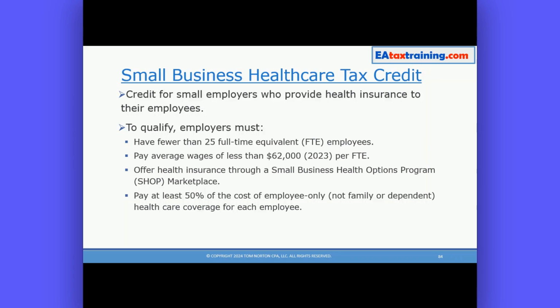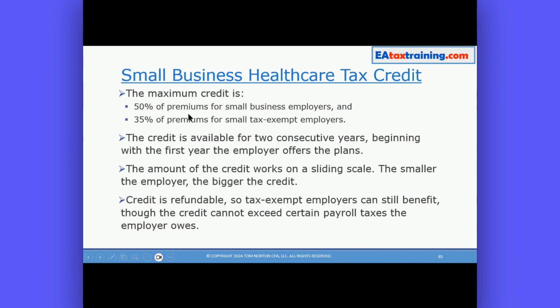And the employer must pay at least 50% of the cost for employee-only healthcare coverage. They don't have to pay 50% of the cost for family or dependent coverage, but they do have to pay at least 50% of the cost for the employee's portion of their health insurance. The maximum credit allowed is 50% of the premiums for small business employers and 35% of the premiums for small tax-exempt employers. So 50% for businesses, 35% for tax-exempt employers.